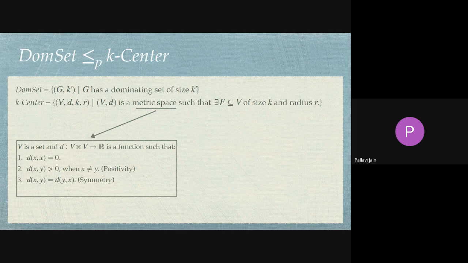Okay, the distance should be symmetrical, and d of x comma z is smaller than or equal to d of x comma y for some y plus d of y comma z. So basically, triangle inequality.